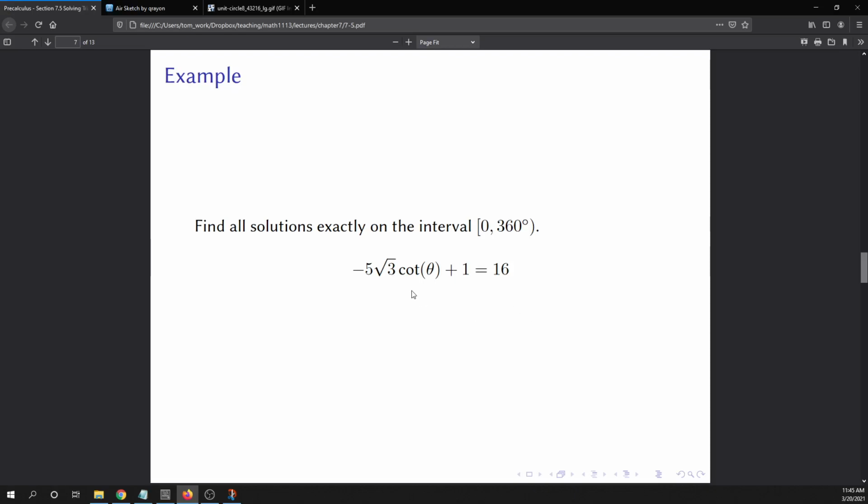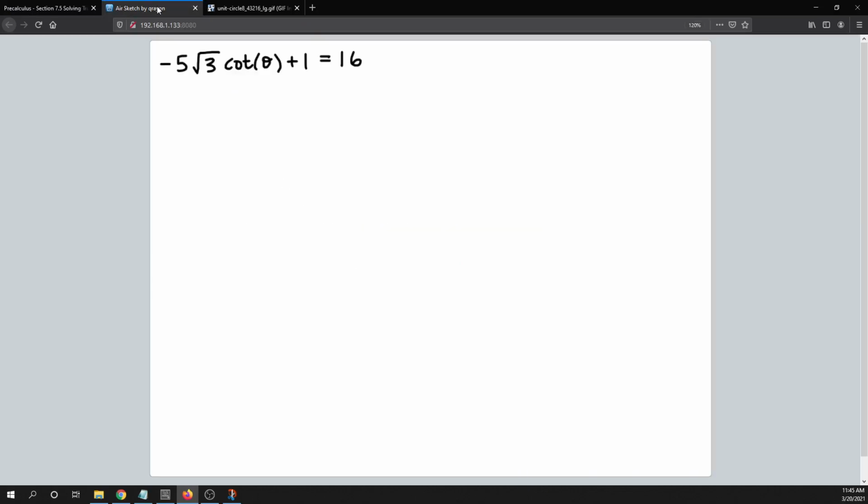So the first thing that we want to do is to use the rules of algebra to get the cotangent theta function by itself on one side of the equation. All right, so the first step in that is to subtract 1 from both sides of this equation. And that means over on the left-hand side, we'll get negative 5 square root of 3 times cotangent theta equals 15. All right, so we're a step closer to having the cotangent theta by itself on one side of the equation.